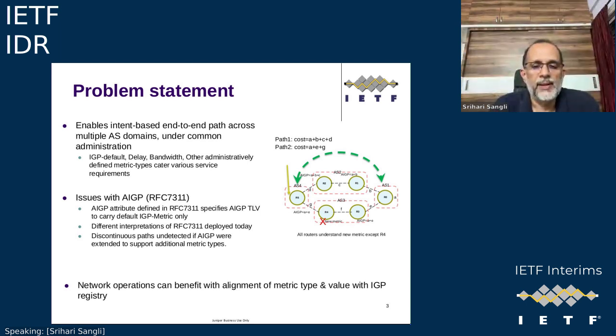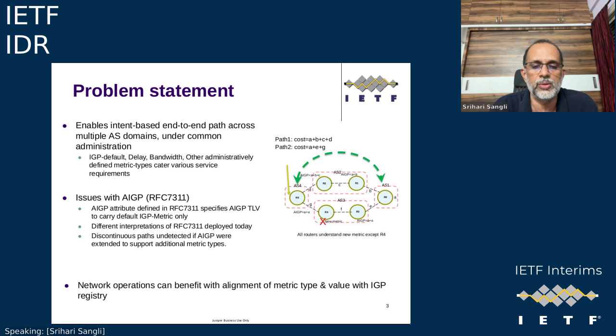The problem is we have common administration with a number of different AS numbers, and they are connected such that the operator would want to do end-to-end intent-based path and be able to make decisions and route traffic accordingly. The metrics that we're talking about can be any of IGP default, delay, bandwidth, or any other future administratively defined metric types. And we already have a mechanism, AIGP, RFC 7311 talks about it, which defines only the IGP default. And the way it has been structured, we need to have another vehicle to carry any new extensions, specifically the generic metric extensions as defined in alignment with the IGP.